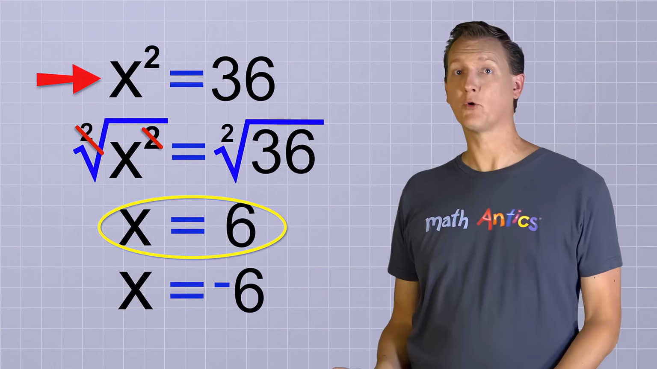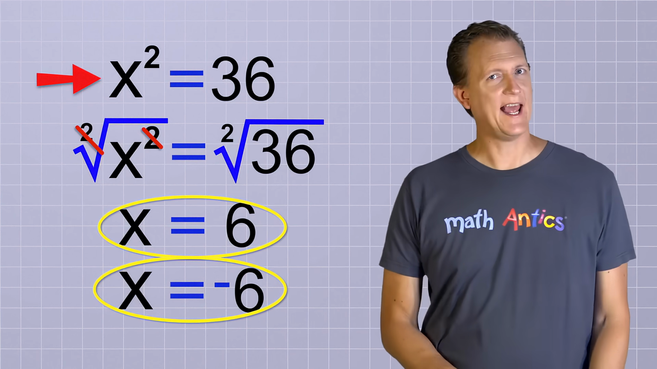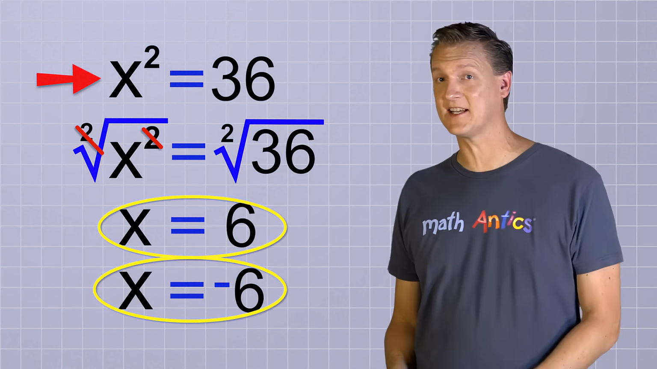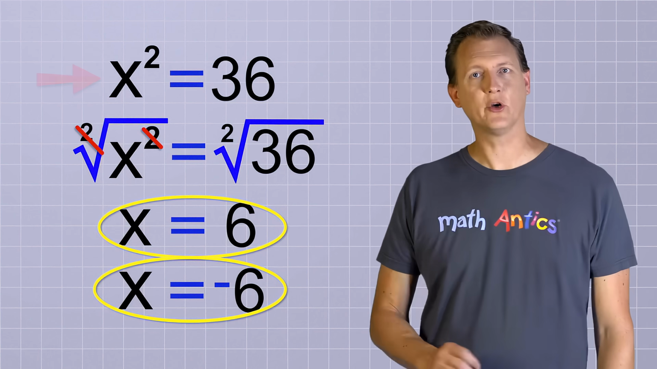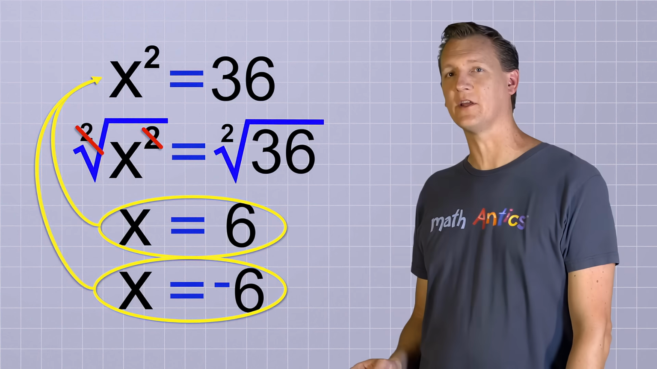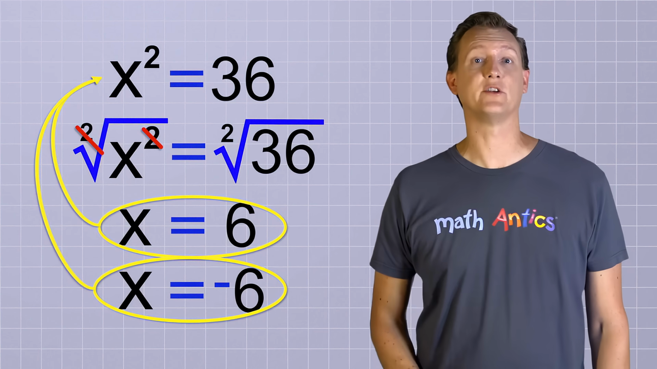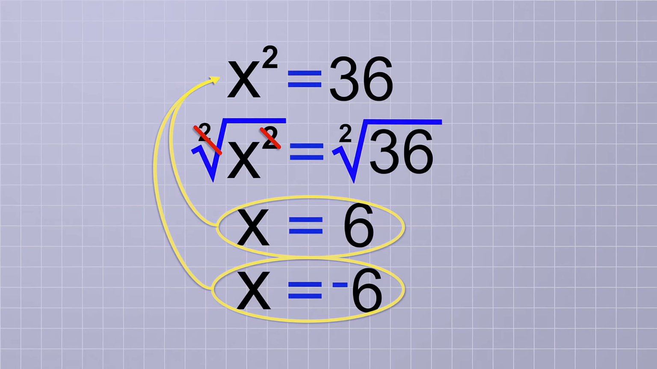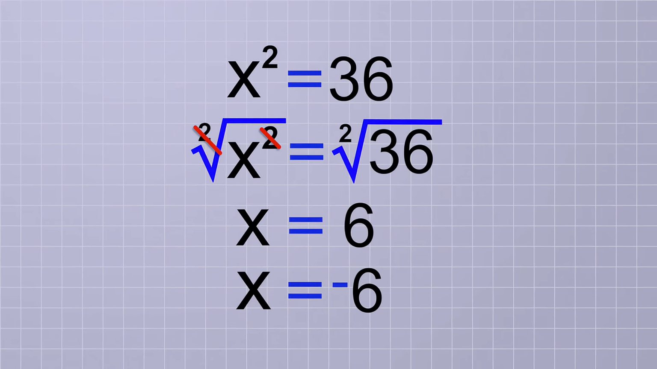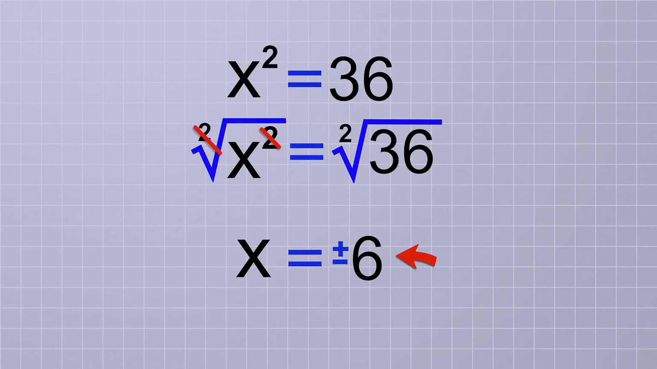X could be 6 or x could be negative 6. X can't be both 6 and negative 6 at the same time, but you could substitute either value into the equation and it would make the equation true. So in algebra, when we have a situation like this, where the answer could be positive or negative, we use a special plus or minus sign that looks like this. X equals plus or minus 6.